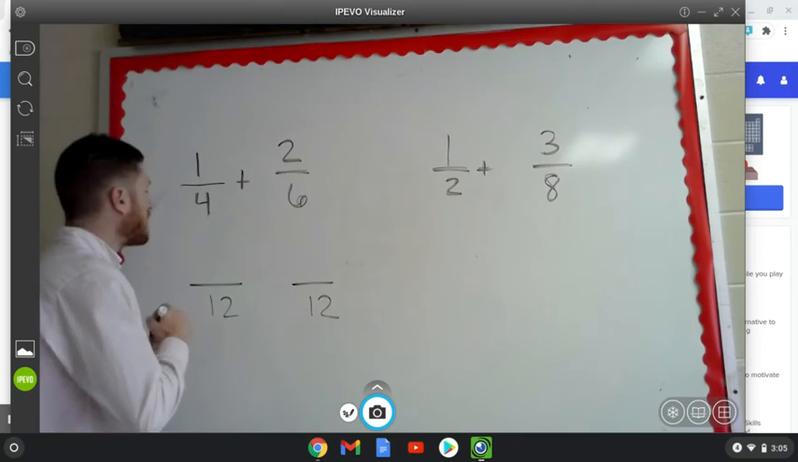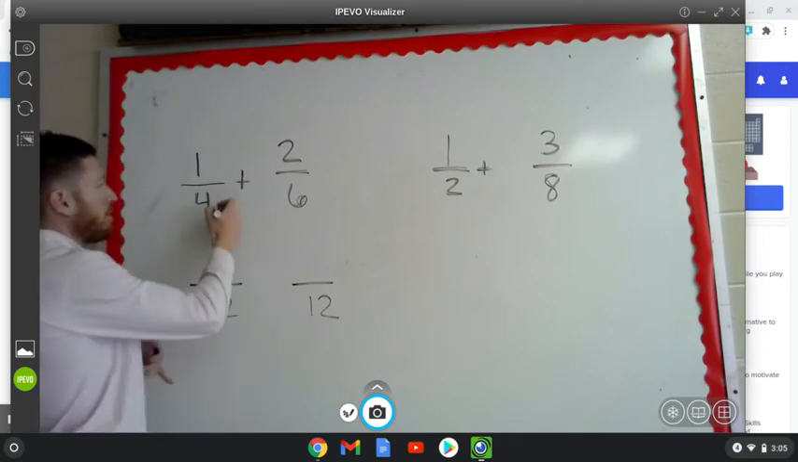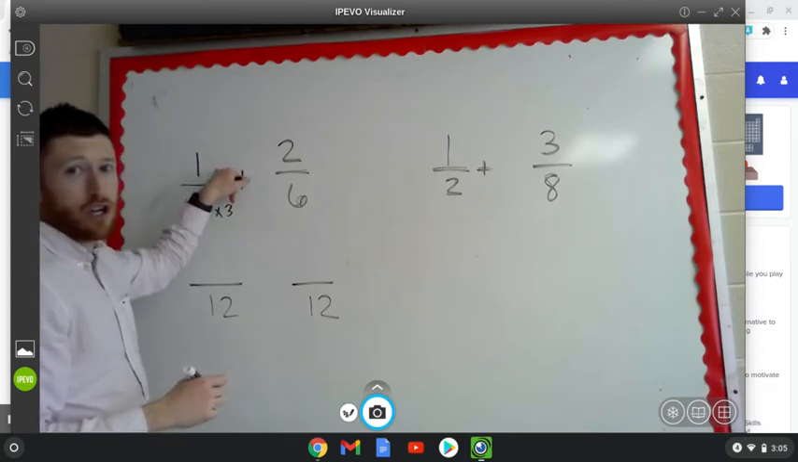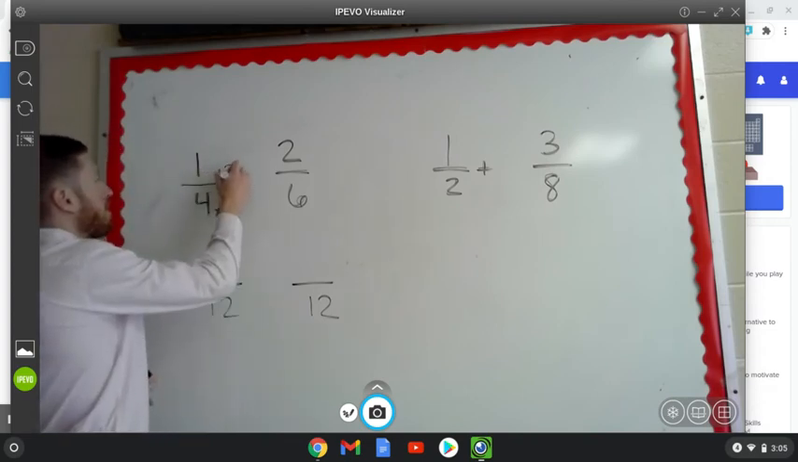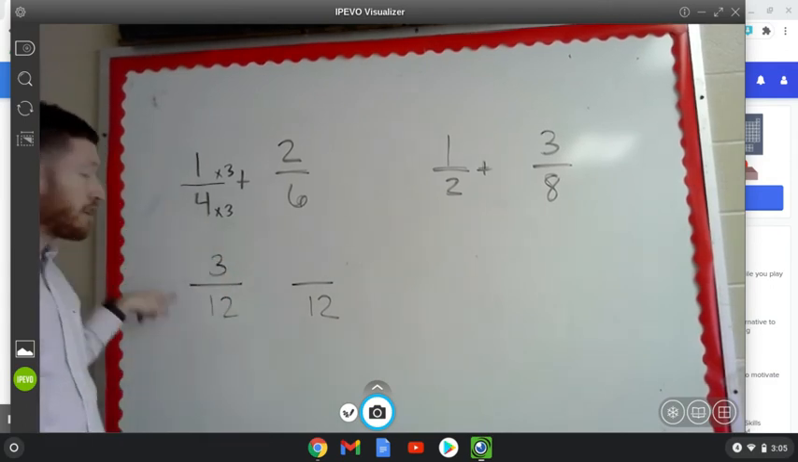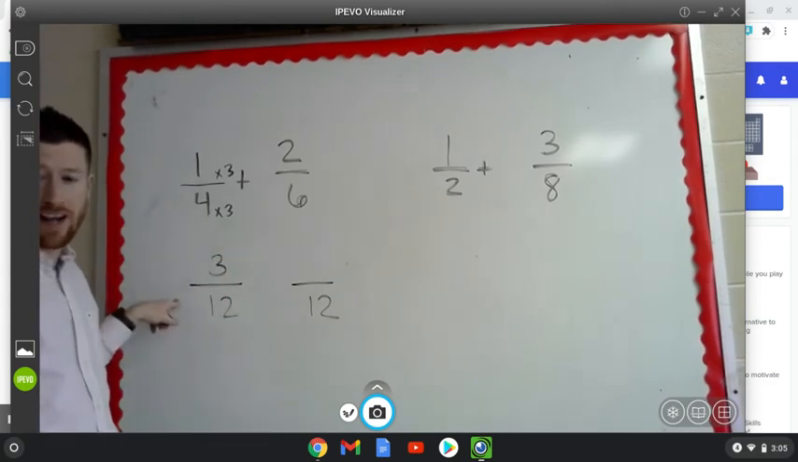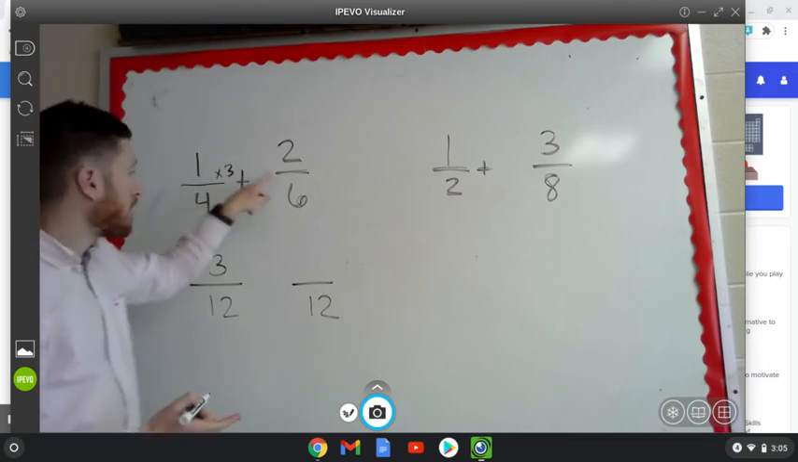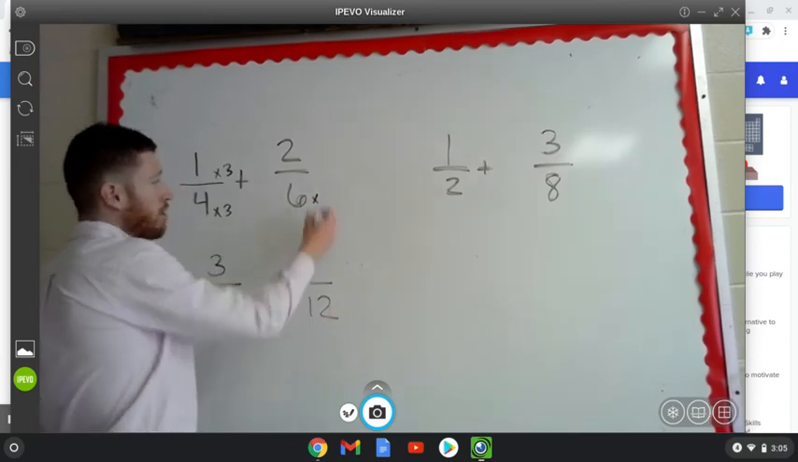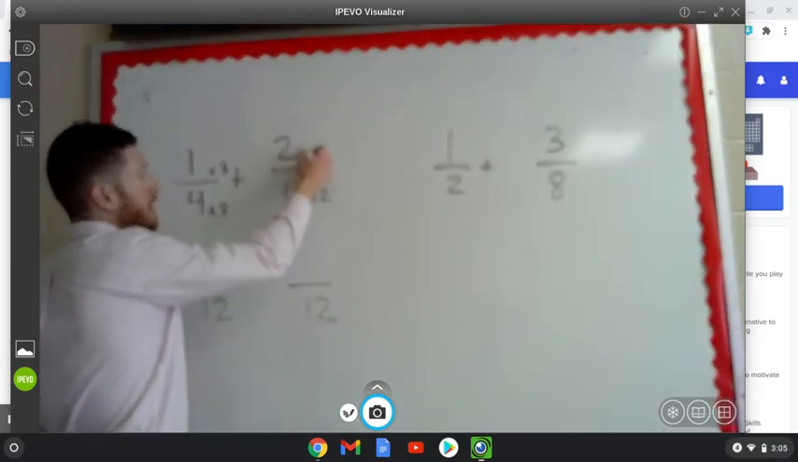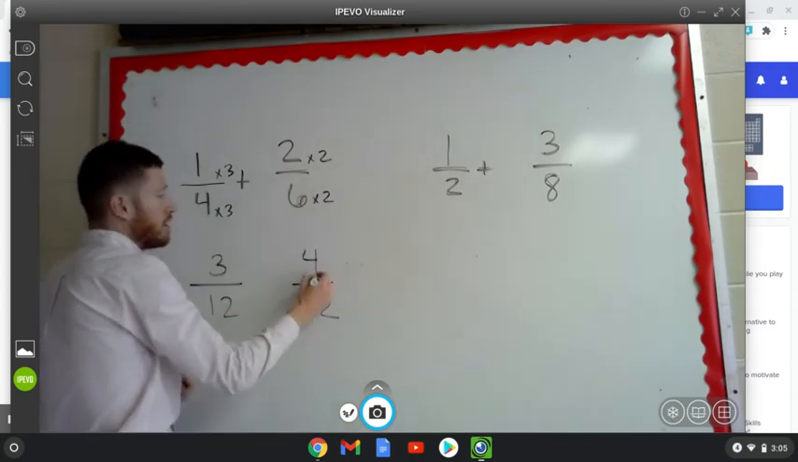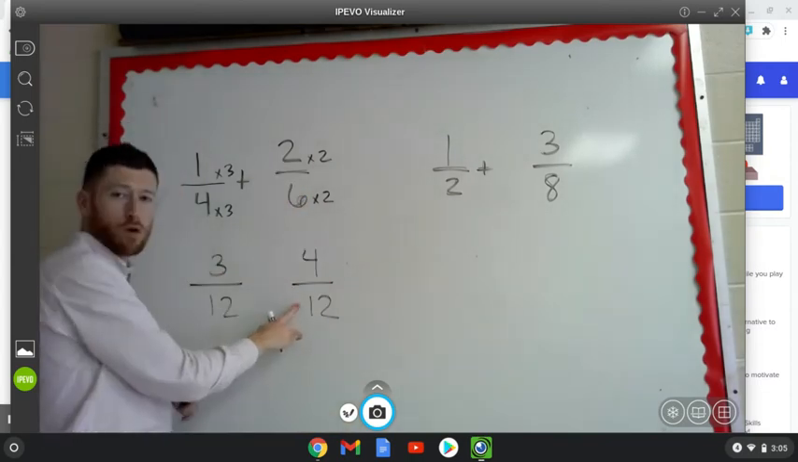So what did I multiply 4 by to get 12? I multiplied it by 3, and whatever you do to the denominator, you also have to do to the numerator. So you're going to multiply 1 by 3 to get 3. So 1/4 is equivalent to 3/12. You just made an equivalent fraction using multiplication. Now we're going to do the same thing to 2/6. What do we multiply 6 by to get 12? We multiply it by 2. So we're going to multiply the numerator by 2 also. And that makes it 4. So 2/6 is equivalent to 4/12.